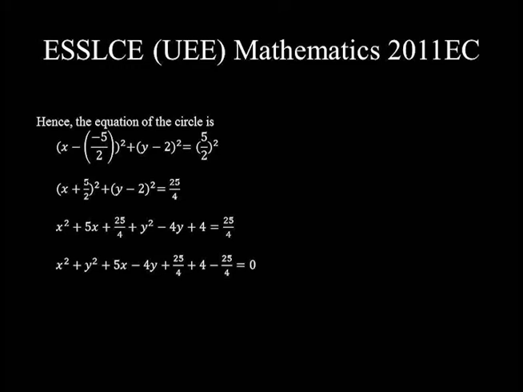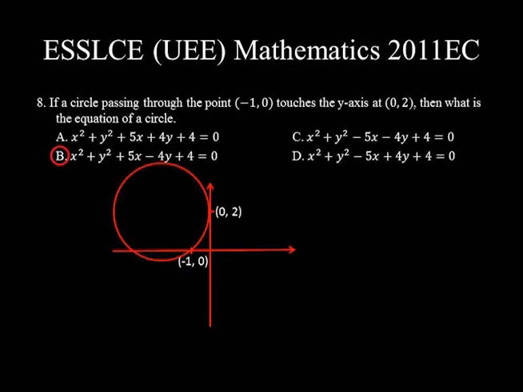25 over 4 minus 25 over 4 is 0. Thus, what we are left with is x squared plus y squared plus 5x minus 4y plus 4 is equal to 0. So, choice B is the correct answer.